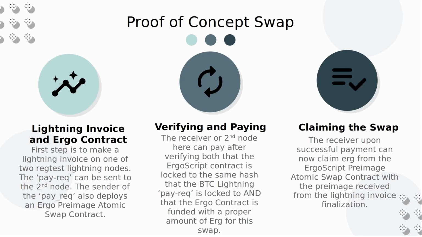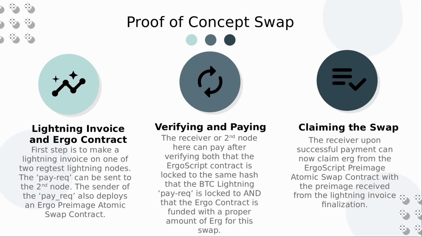Since the payrec contains the preimage, in a real scenario you could verify that the hash it contains is the same hash that is on the ErgoScript contract that is also deployed in this step. So the person generating the preimage also deploys an ErgoScript contract that has the same hash to the preimage, locking up the funds. So the receiver can now verify that this hash preimage is locking up the funds on both the Lightning invoice and the ErgoScript preimage contract.